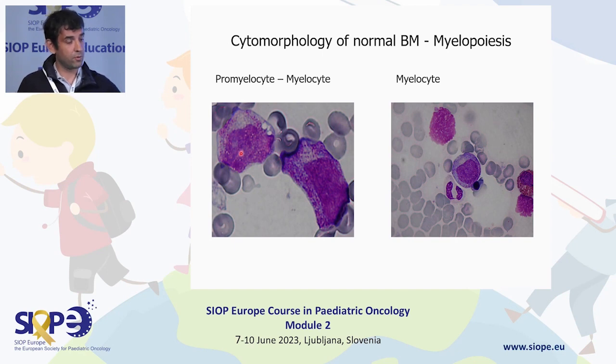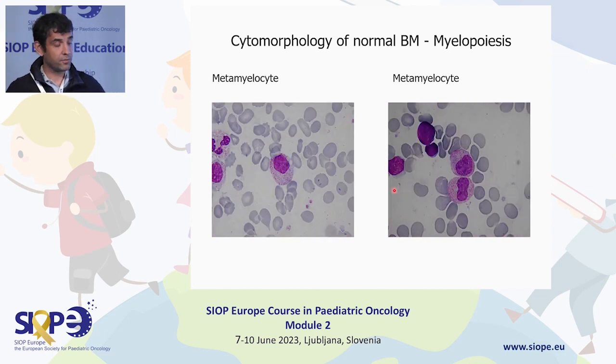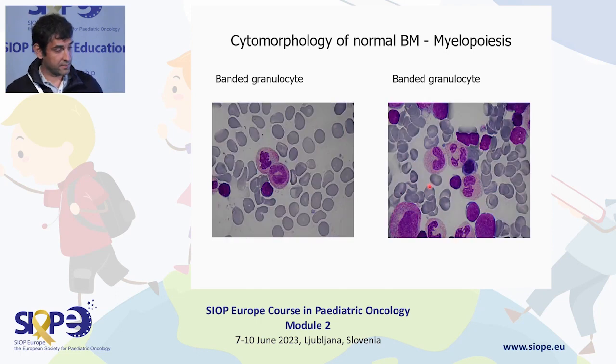next stage of differentiation. It's the myelocyte, again with the perinuclear lightening, but the cytoplasm is not that deep blue anymore. And here's another example of a myelocyte. Again, here the perinuclear lightening. The next stage of differentiation is the metamyelocyte, which has lost this perinuclear lightening, and the cytoplasm is not blue anymore, more eosinophilic. And you can see the granules here. These are two examples of metamyelocytes.